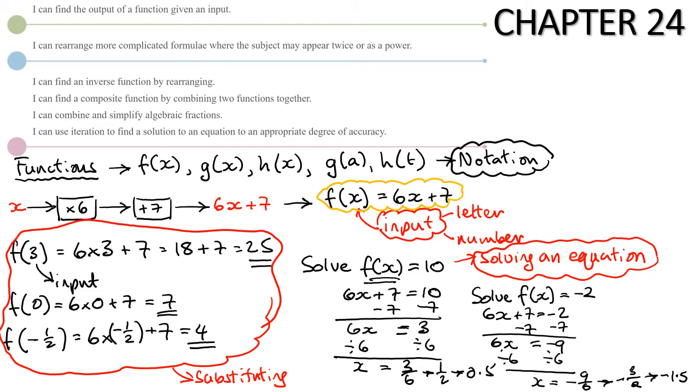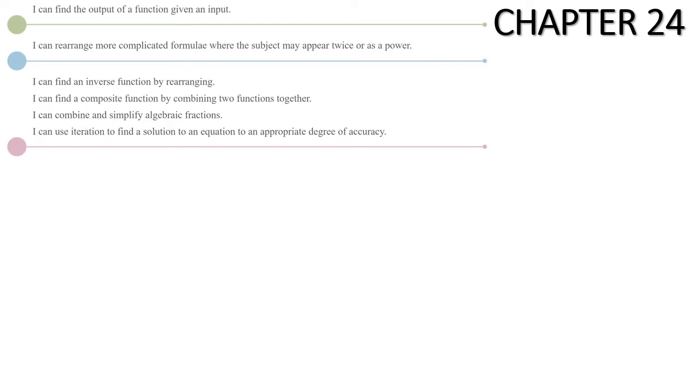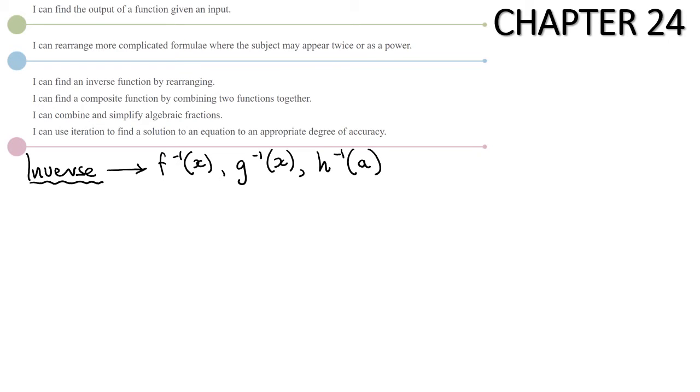Now what else can we do with functions? Well, we can find the inverse of a function. Now the notation we use for inverse is we put a little -1 like this, just like we do with sine inverse, cos inverse, tan inverse. So let's take our function that we set up before, which was 6x plus 7. And the question says that we need to find the inverse.